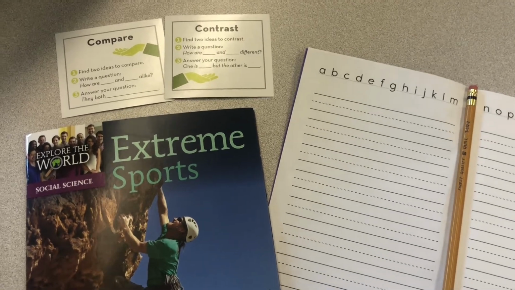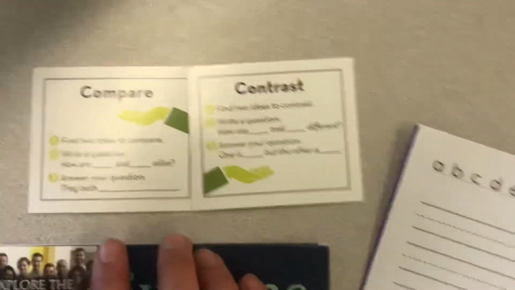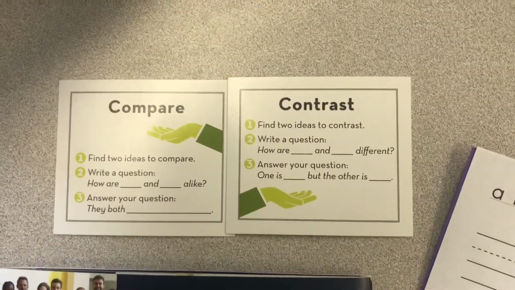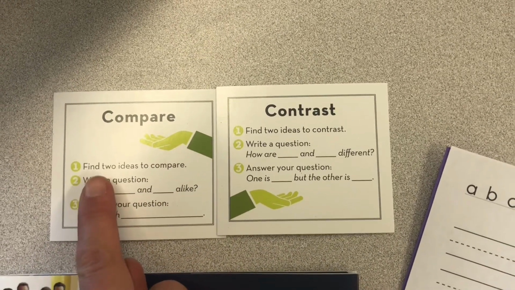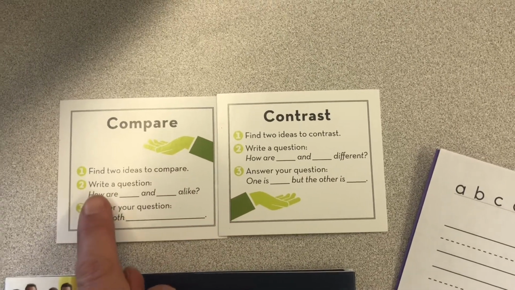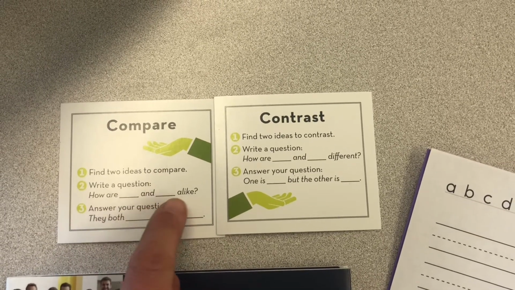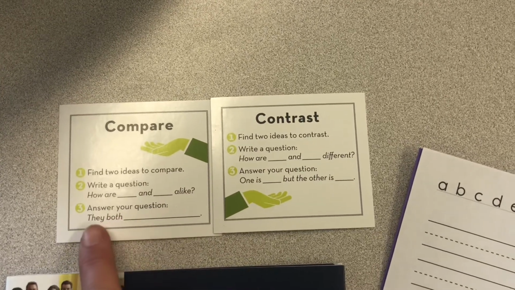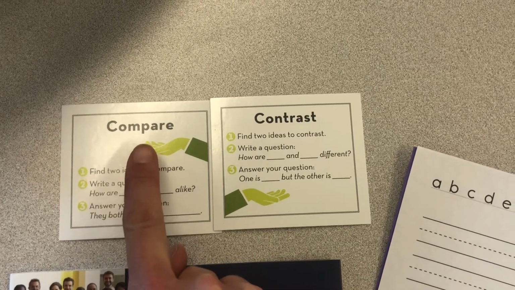Okay, let's move on. I'd like us to use the compare and contrast cards that were in my reading box. Let's read those before we begin. Compare. Number 1. Find 2 ideas to compare. Number 2. Write a question, like, how are blank and blank alike? Number 3. Answer your question. They both blank. That would be comparing the two.